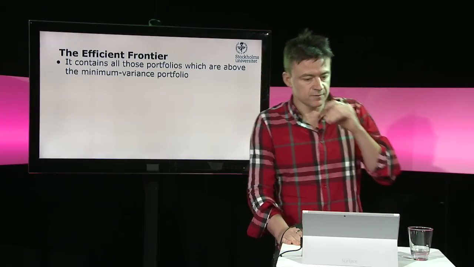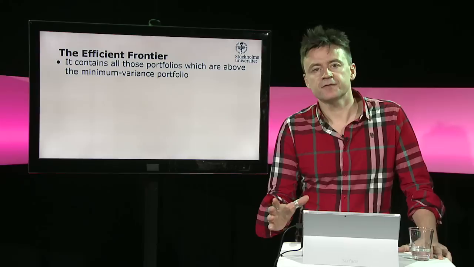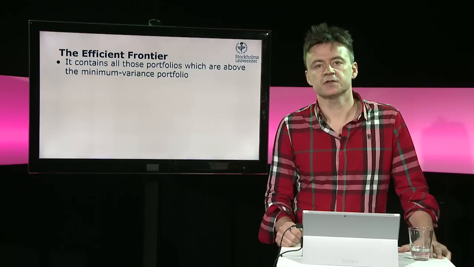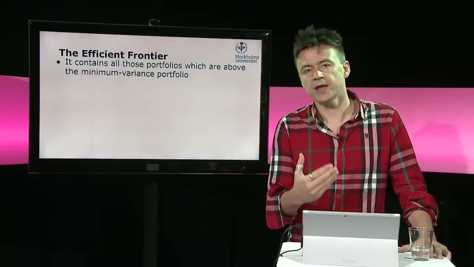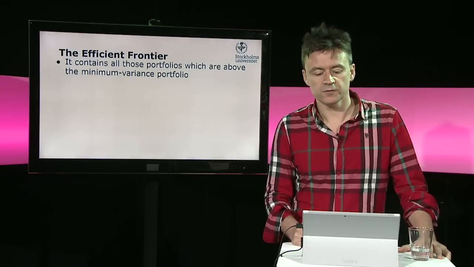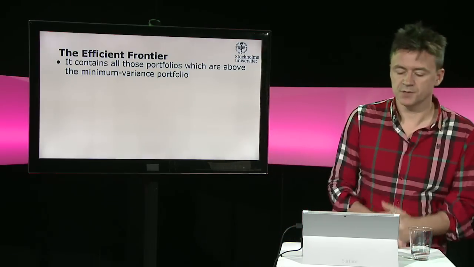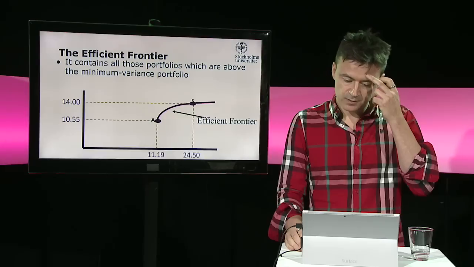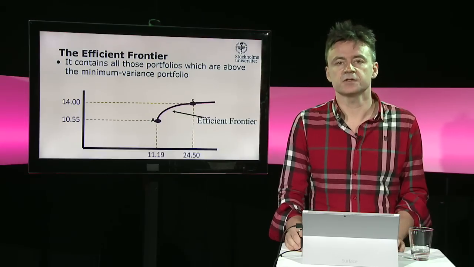So we have derived a set that in finance is usually known as the efficient frontier. And this set contains all those portfolios which are above the minimum variance portfolio. That is the efficient frontier.